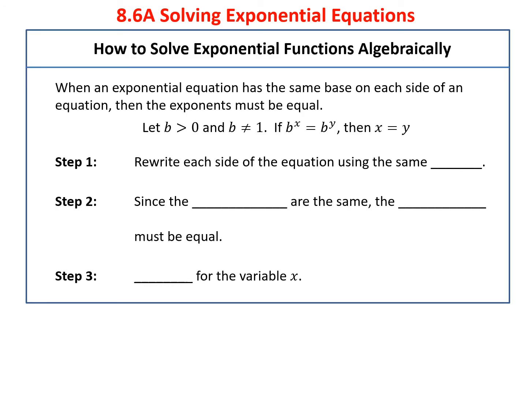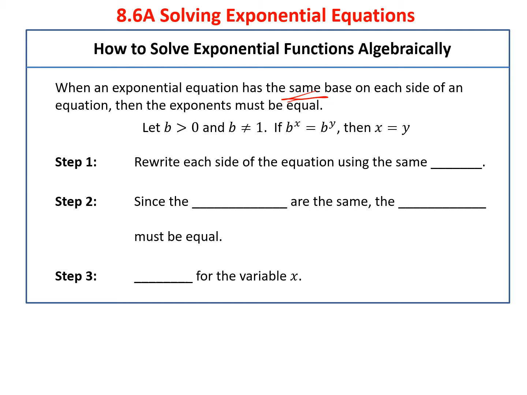The key to solving these breaks down to this. When an exponential equation has the same base on each side of an equation, then the exponents must be equal. In other words, if b is bigger than 0 and b is not 1, if b to the x equals b to the y, then x equals y. So we can use this to solve equations.